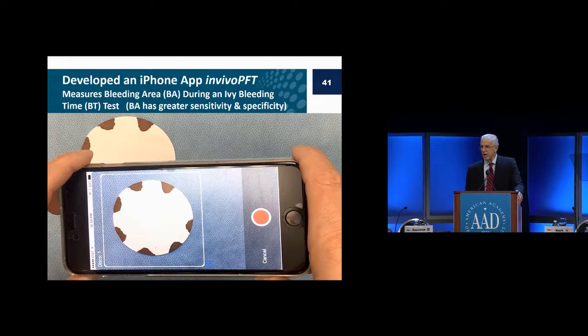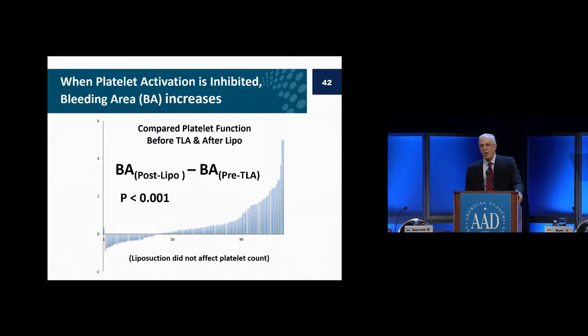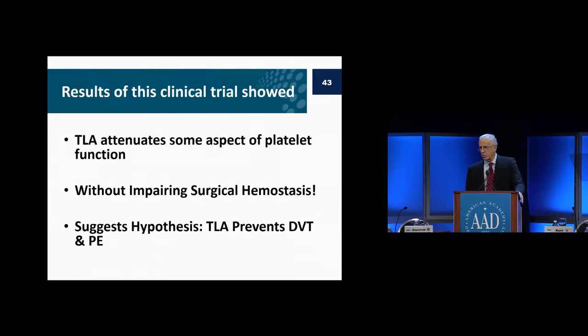So we used this and studied about 135 patients, measuring their bleeding areas before tumescent anesthesia and then after tumescent liposuction, and it was indeed a very significant difference. This indicates that tumescent lidocaine has a significant effect on inhibiting platelet function of some sort. And by the way, there were no changes in platelet counts, so that was not an explanation for this.